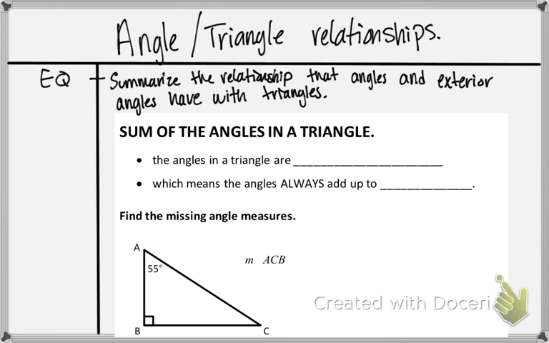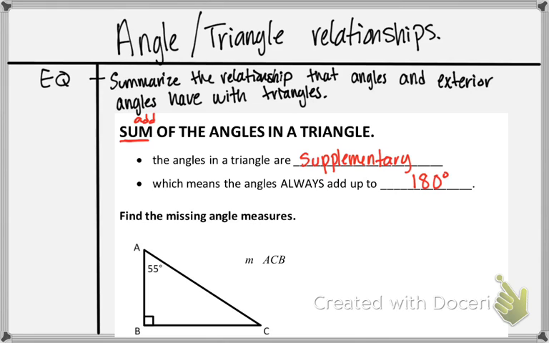Okay, so the very first topic that we're going to look at is the sum of the angles in a triangle. And we know that sum means to add, right? So we're basically adding all the angles in a triangle. The angles in a triangle are supplementary, and last week we found out that supplementary means that the angles always add up to 180 degrees.